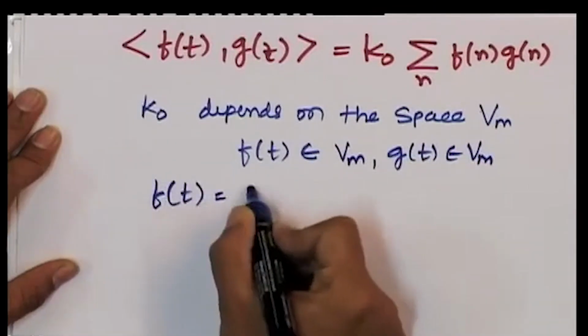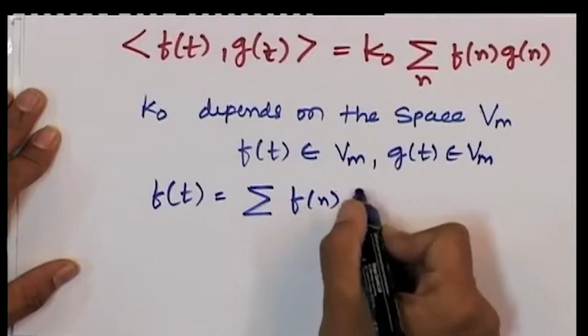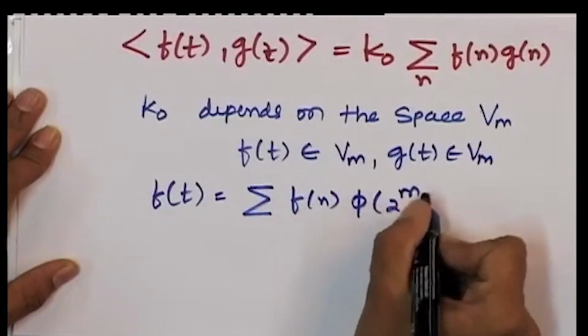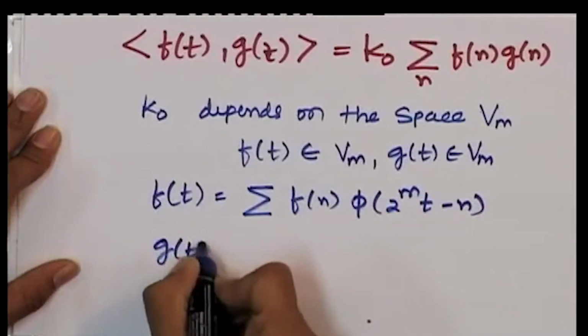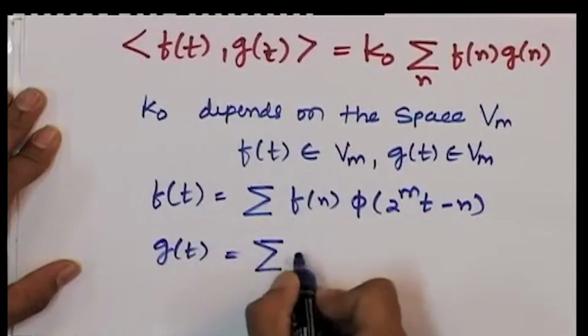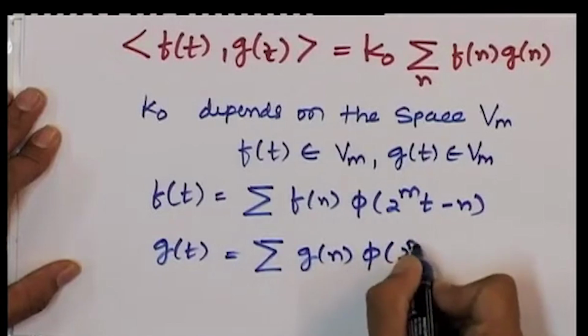Ft is equal to sigma Fn phi 2 raised to mt minus n. Gt is equal to sigma Gn phi 2 raised to mt minus n.